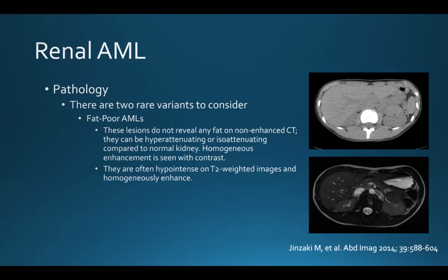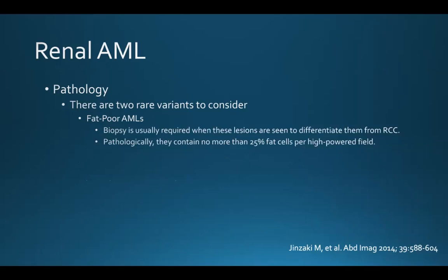On MRI, they can be hypointense on T2 weighted images, and they do homogeneously enhance. Biopsy is usually required when these lesions are seen in order to differentiate them from renal cell cancer. Pathologically, they contain no more than 25% fat cells per high-powered field.